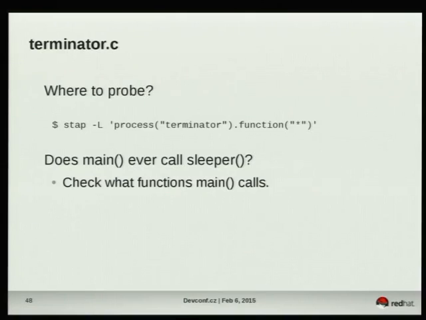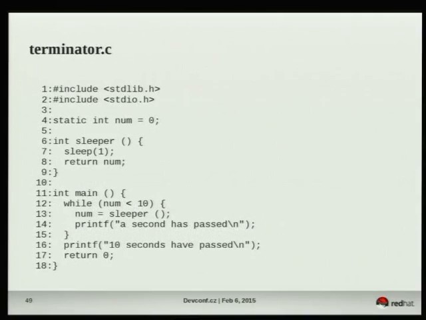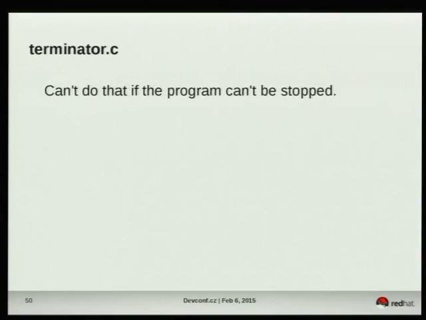In this case, we know that main does call sleeper, but again, in a bigger program, you might not be sure. So if we want to check, you can append after the process function, what is it called? Callee. So list me everything. In this case, we can see that it does indeed call sleeper. It's on line 4 of the file. And it does get passed the context variable num. So that's interesting. Normally, we'd just add num++ to that, right, it'd be done, easy. But if you can't fix and recompile that, we can't stop the program.